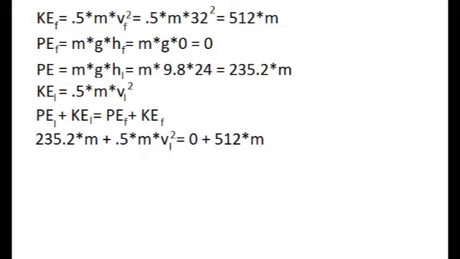Alright, so we plug everything in. We get 235.2 times the mass plus 0.5 times mass times velocity initial squared. And that's going to equal 0 plus 512 times mass. As always, the masses are going to cancel. So we get 0.5 v initial squared equals 276.8. And that is going to give us v initial equals 23.5. Done. Voila, we win.